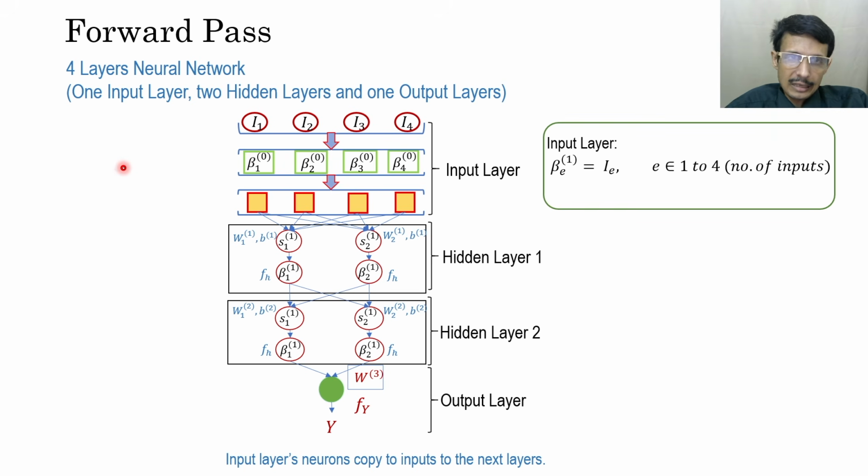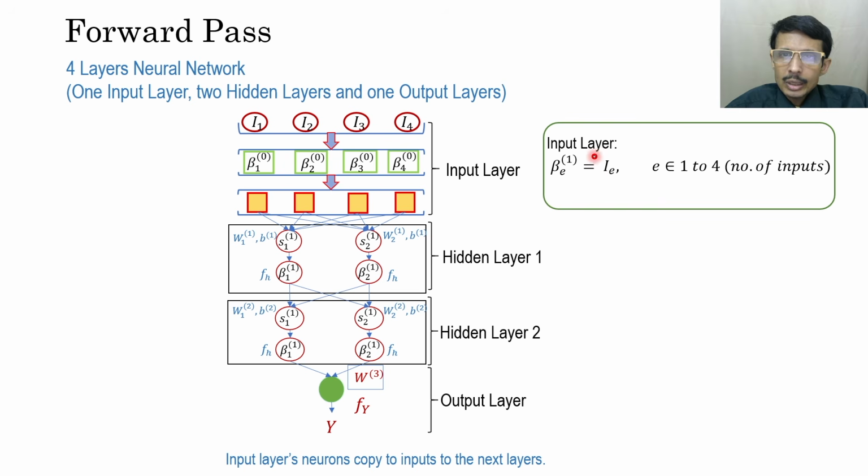Now we take layer by layer. What exactly is happening in the different layers? There are 4 layers in the network: one input layer, one hidden layer, a second hidden layer, and an output layer. This is a hypothetical example, but we take the 4 layers.